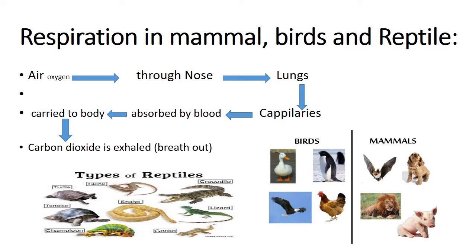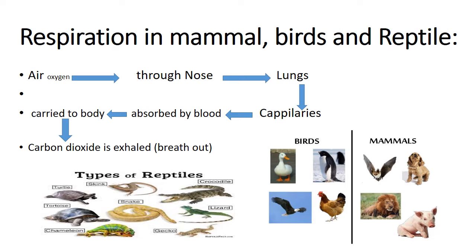Respiration in mammals, birds, and reptiles. If you look at your book, on page number 27, paragraph number 2, I am going to explain respiration in mammals, birds, and reptiles. So basically, the air enters your nose, and from the nose it goes to your lungs. From the lungs it goes to the capillaries.